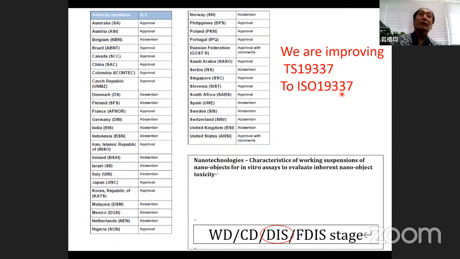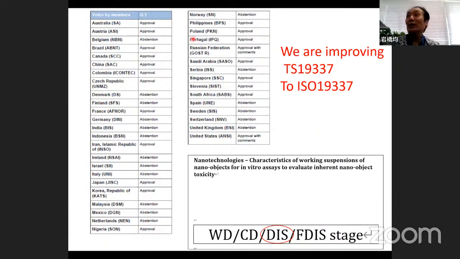And during coronavirus, we discussed by web meeting. It was very hard for me because many people speak English. And anyway, we have some voting, and now I am in this state. Yes, this is the final voting until next month. So please, Indonesian ISO, say approve.